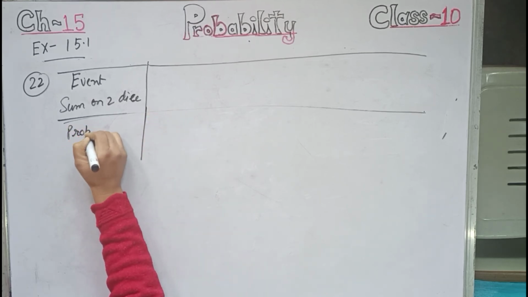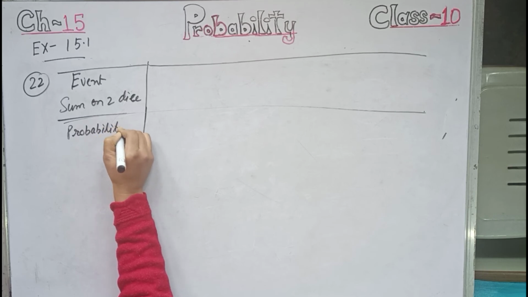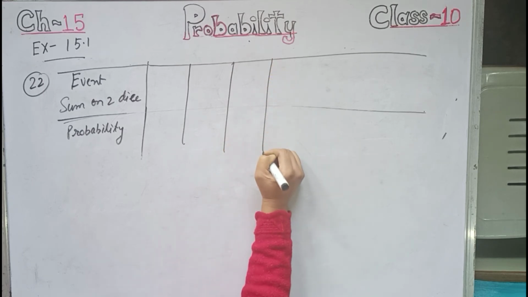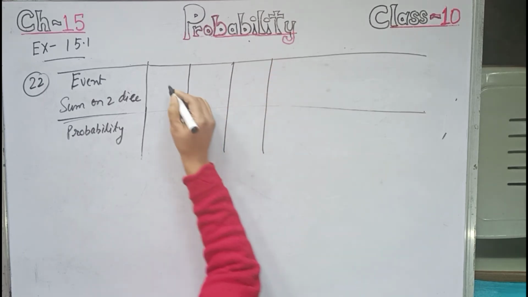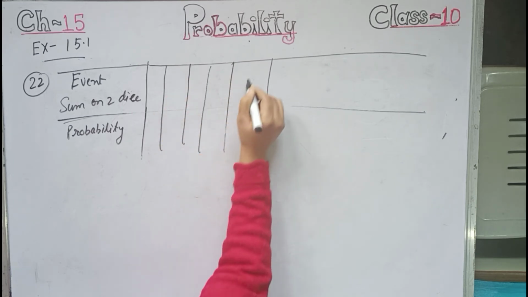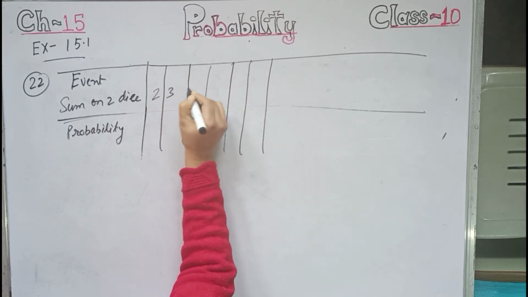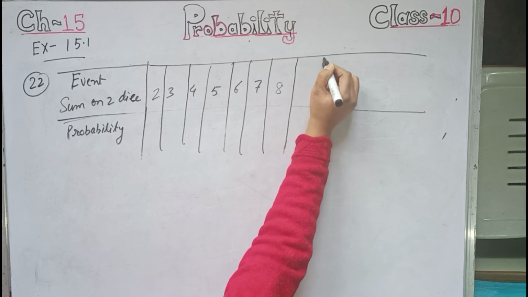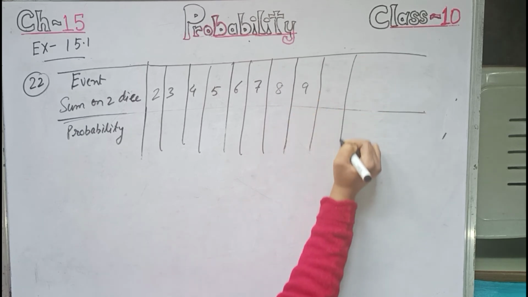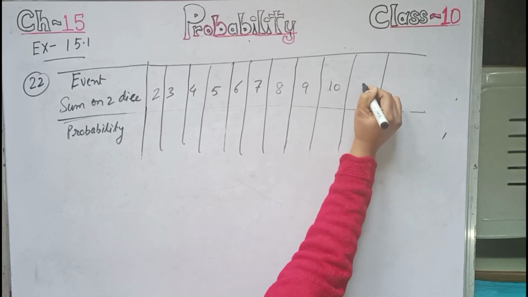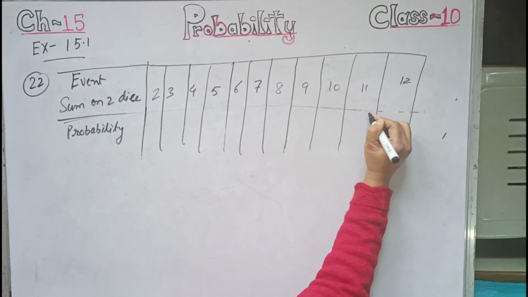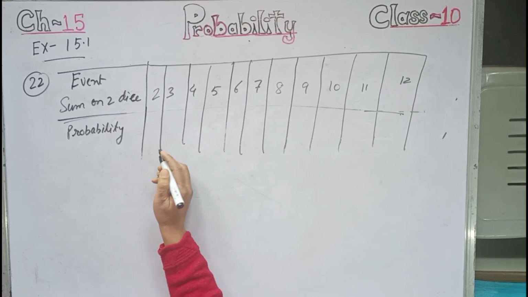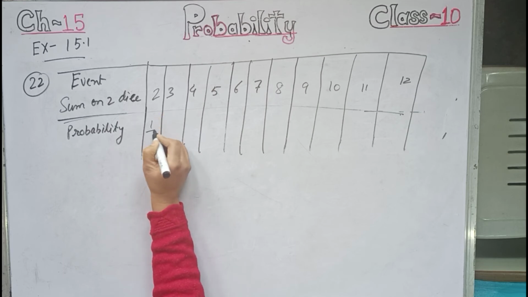And probability. The sum is 2, 3, 4 till 12. Okay, so we have to divide it: 2, 3, 4, 5, 6, 7, then 8, 9, 10, 11 and 12. The sum on the two dice should be this much. Probability of getting the sum on the two dice as 2 is 1 by 36.